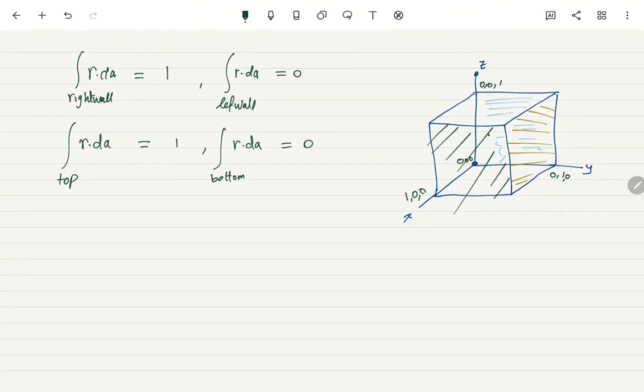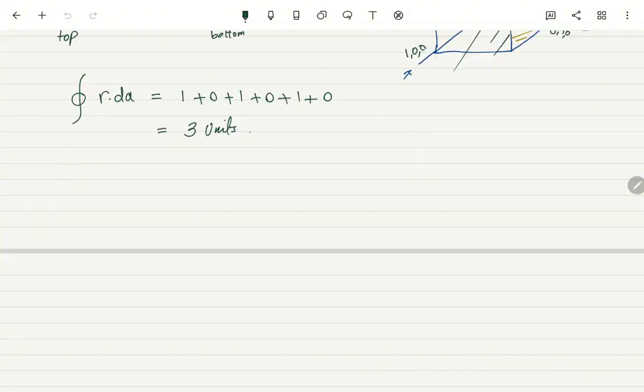After all, the total integral over closed surface r dot d area is equal to 1 plus 0 plus 1 plus 0 plus 1 plus 0. So all this thing here, it's equal to 3 units. Fortunately, with the aid of Gauss's divergence theorem, we can solve this one in just 2 simple steps. Now let's remember Gauss's divergence theorem here, another method.